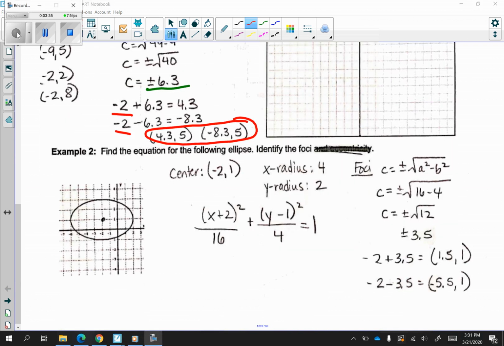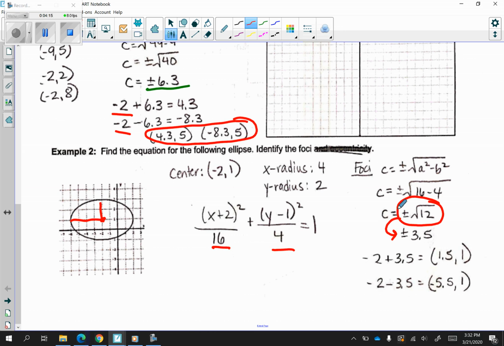In example 2, it's the same idea. We want to find the equation of the following ellipse. So first I find my center point, which is (-2, 1). And then I want to find the distance on the x-axis, so I go over 4. So 4 squared is 16. And then I go up 2, 2 squared is 4. So (x plus 2) squared over 16 plus (y minus 1) squared over 4 is equal to 1. To find my foci, remember, it's plus or minus the square root of 16 minus 4 to give me plus or minus the square root of 12, which I turned into a decimal to be approximately 3.5.